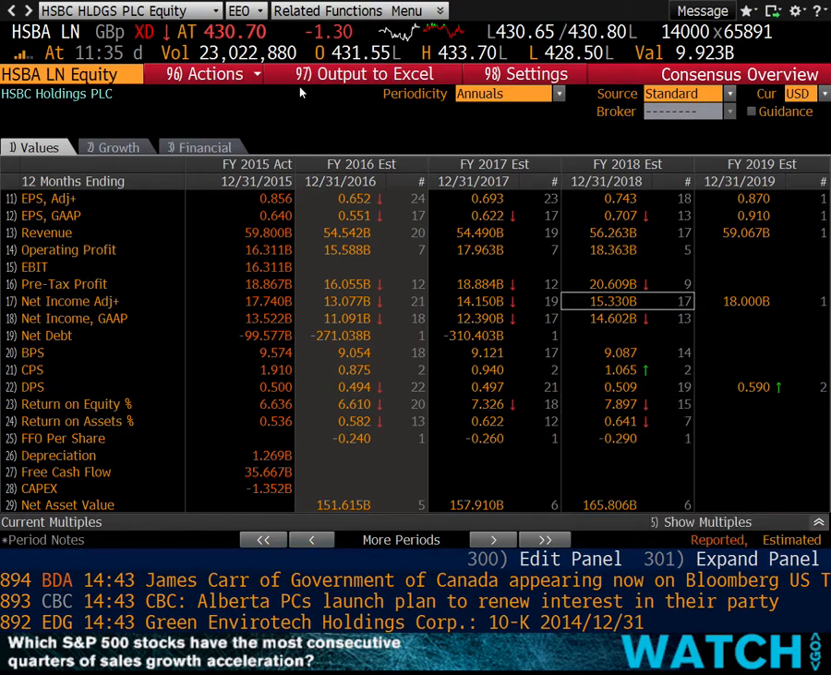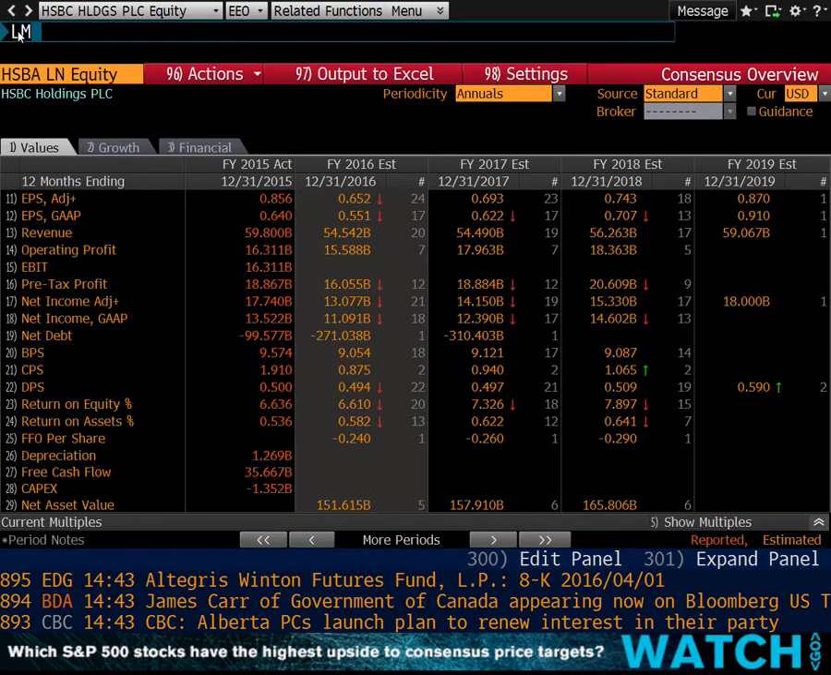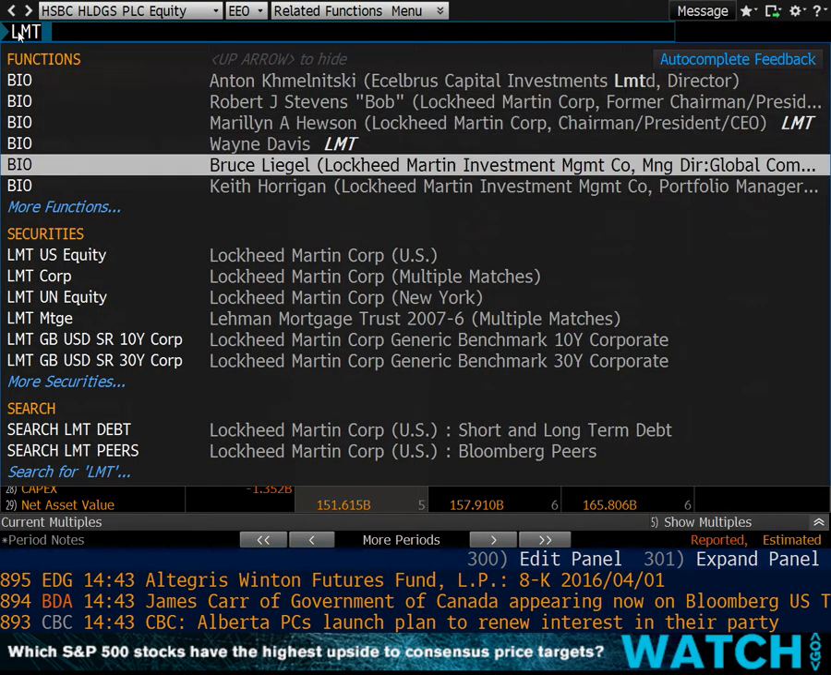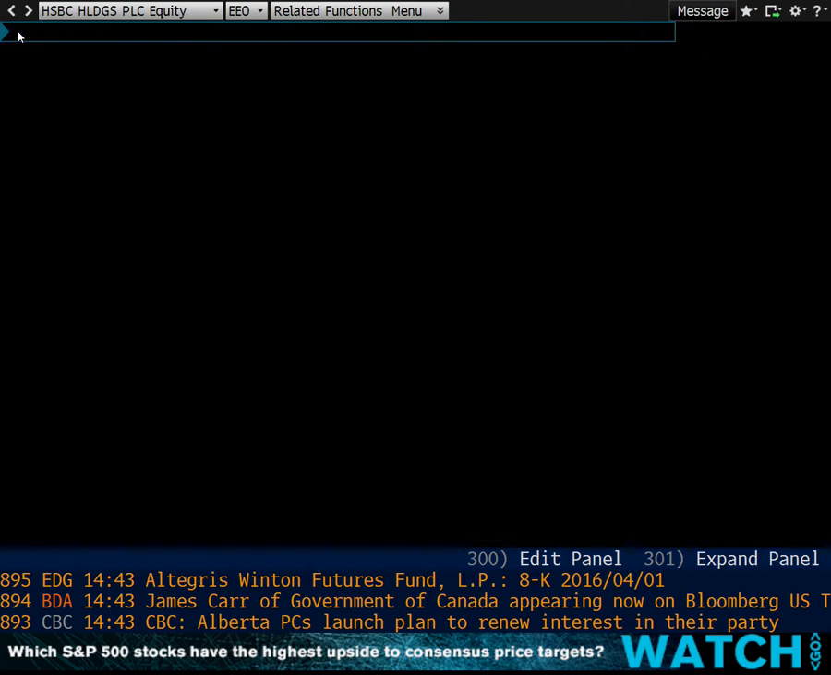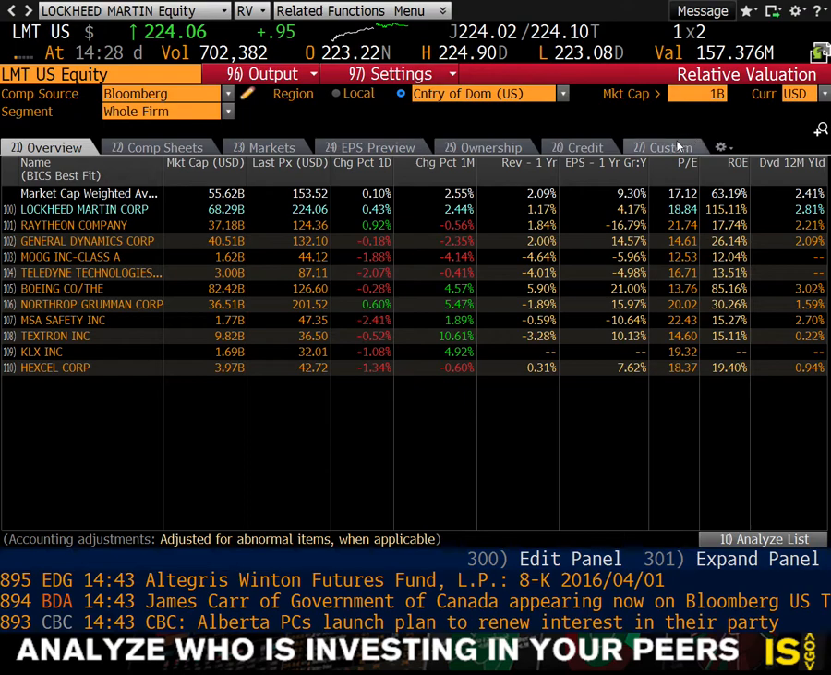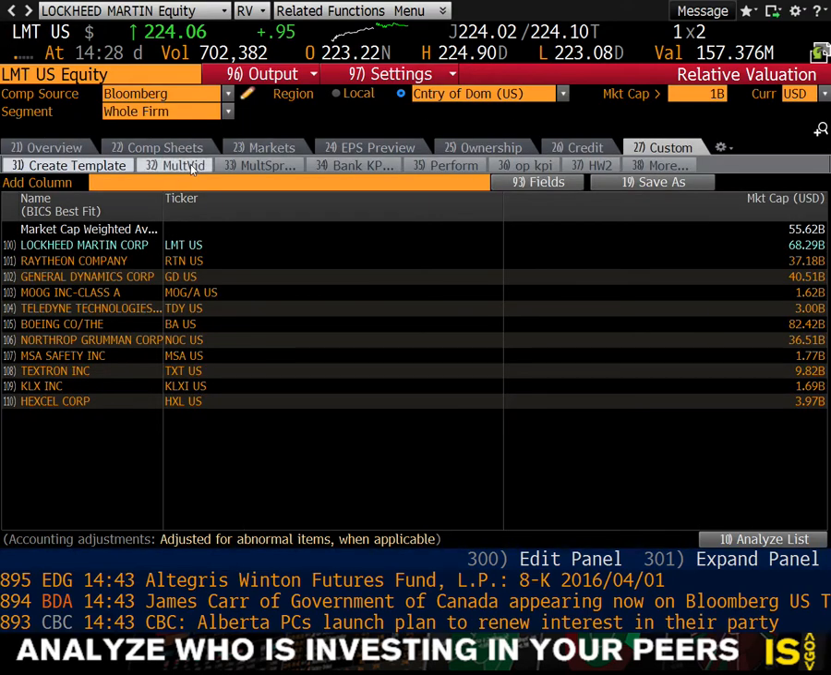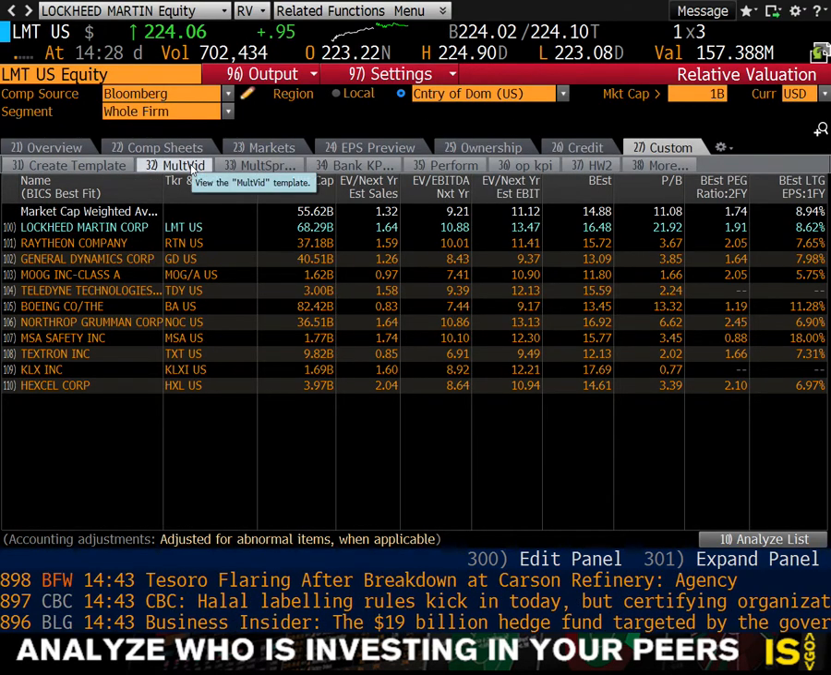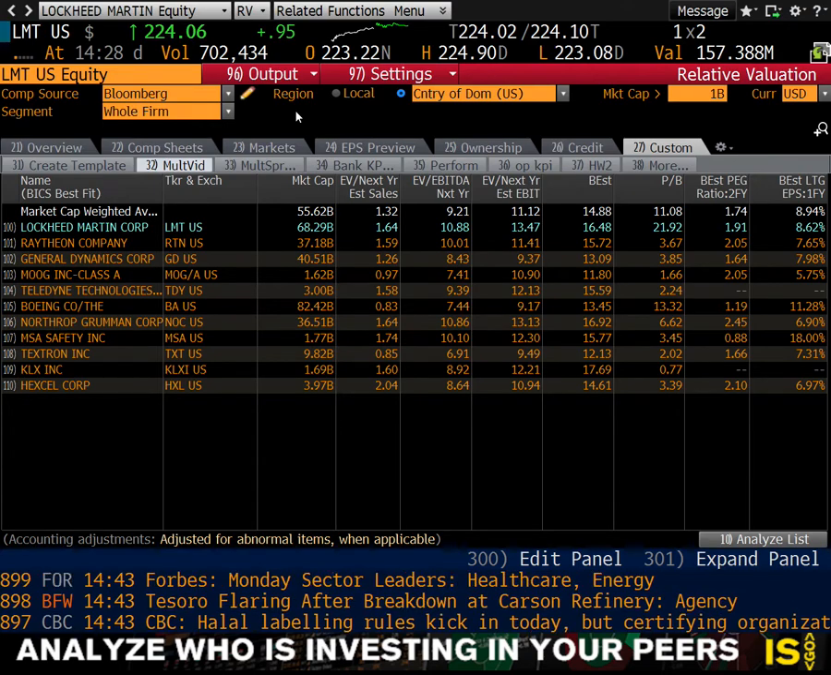So I'm going to go to another company. Let's look at Lockheed Martin. Lockheed Martin, RV, custom, multiples. So here's the point. Their price to book multiple is 21.92. It's ridiculously high. Industries between 1 and 3, they're at 22.